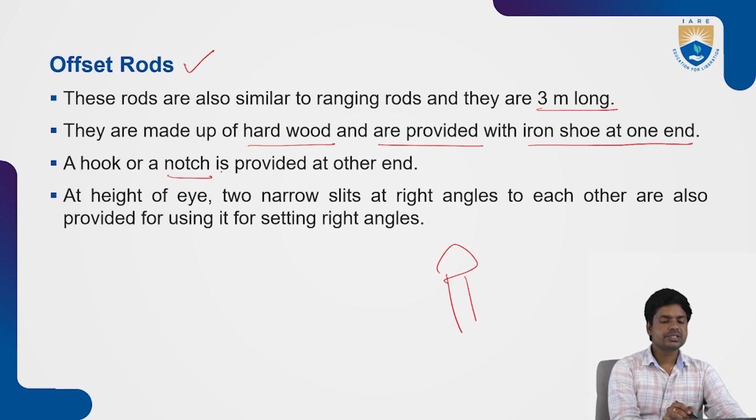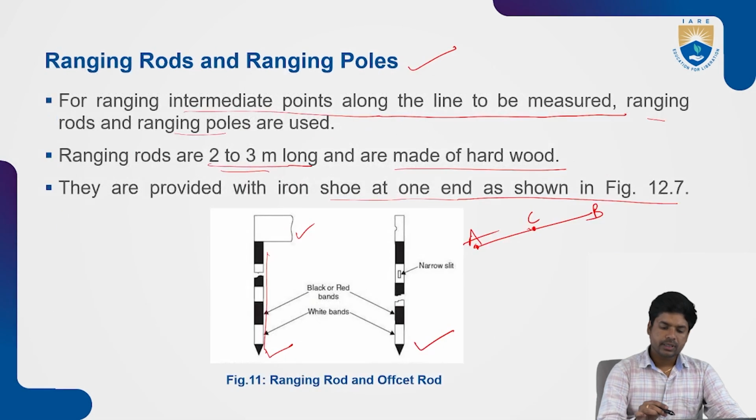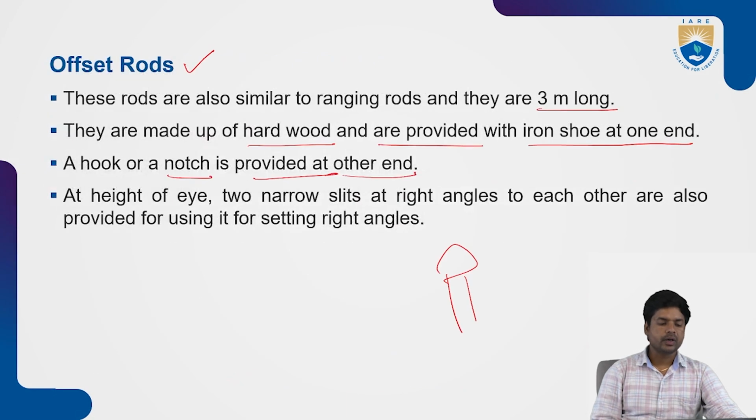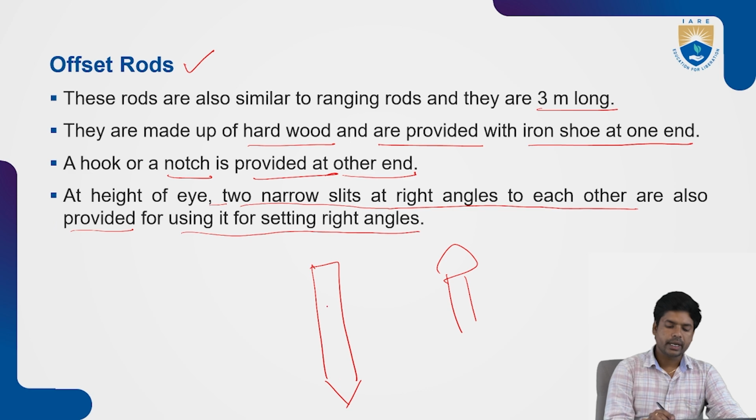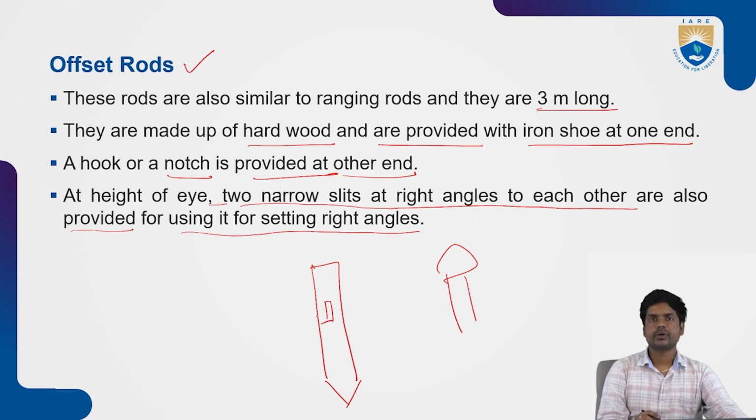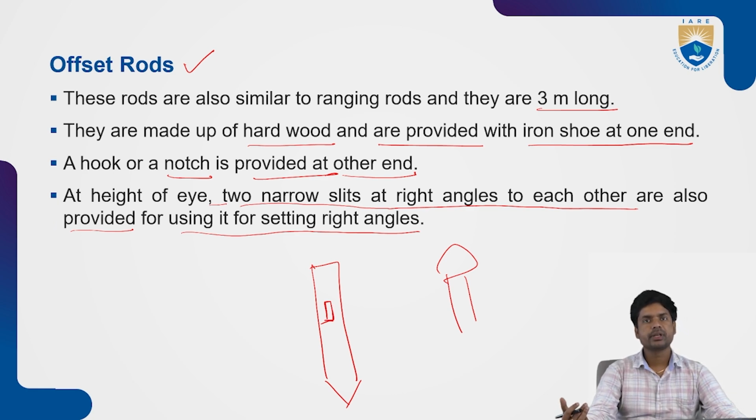A hook or notch is provided at the other end. On the other end we place a hook. You can see in this picture, this is the hook or notch. We provide that notch in the offset rods. At the height of the eye, two narrow slits at right angles to each other are also provided for setting out right angles. So this particular slit at the height of the eye is used for setting out the right angles.